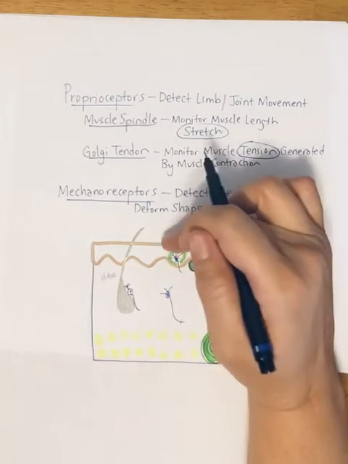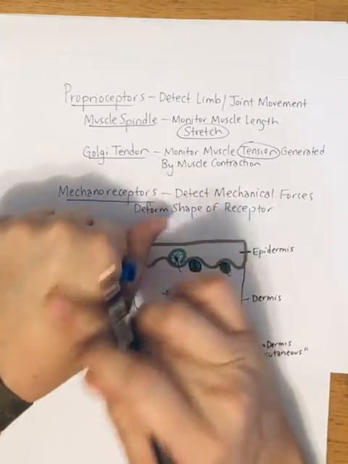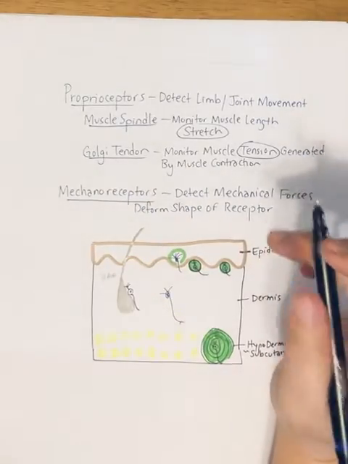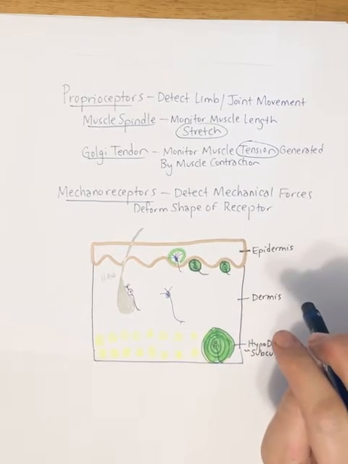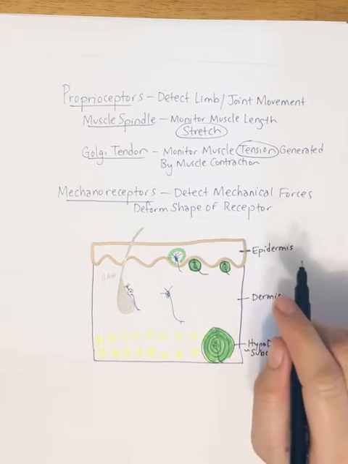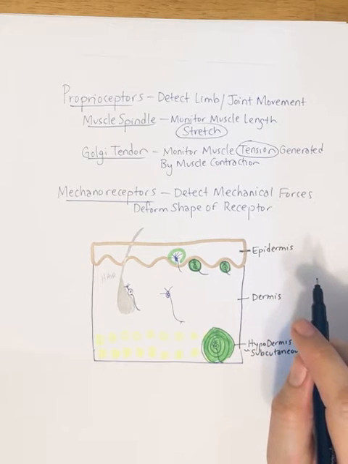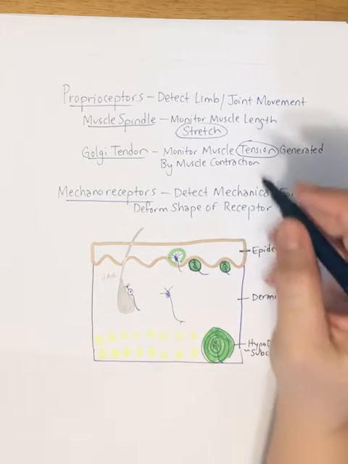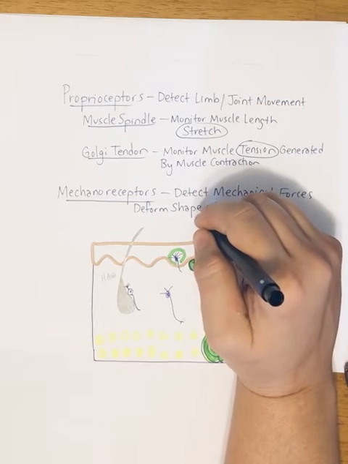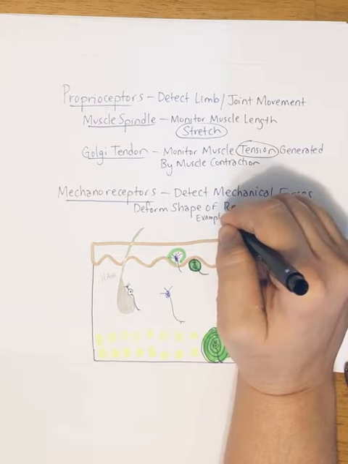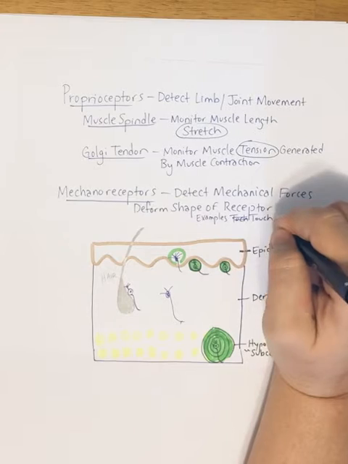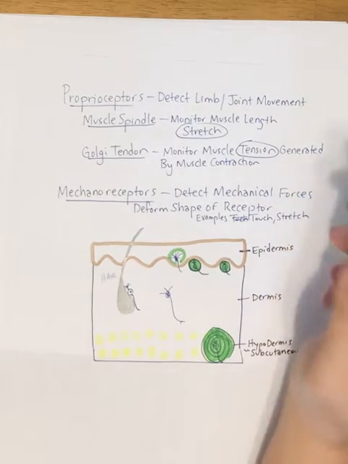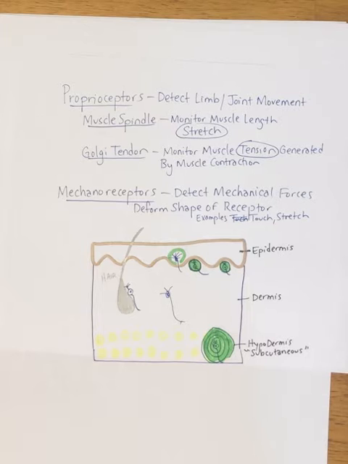Now, when I touch my skin, it's deforming it. Your epidermis is the outer layer of skin, your dermis is deep, and then your hypodermis is the deepest. So we're going to talk about mechanoreceptors, and most mechanoreceptors are going to be in the skin. These are going to detect touch and stretch. When we talk about touch, we have light touch and we have deep touch.